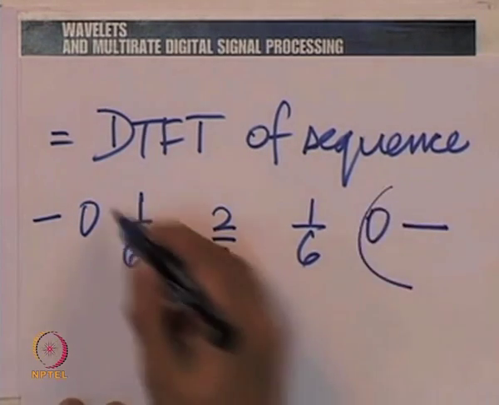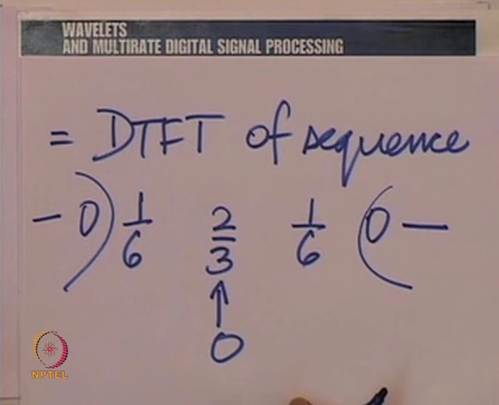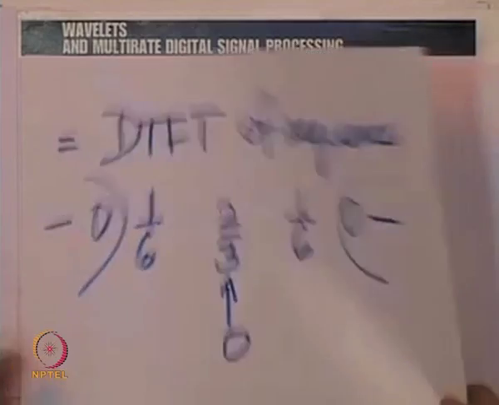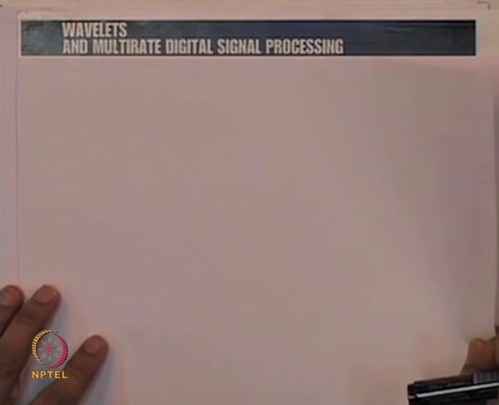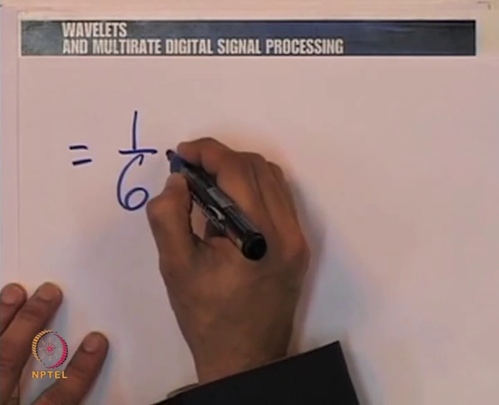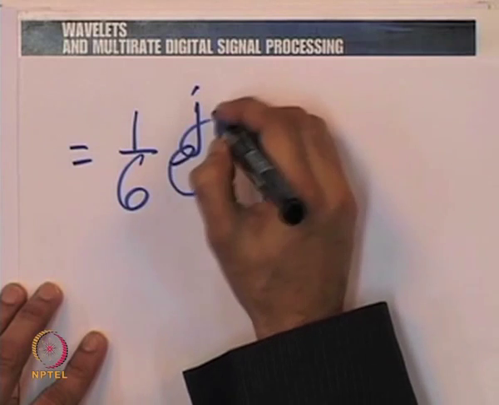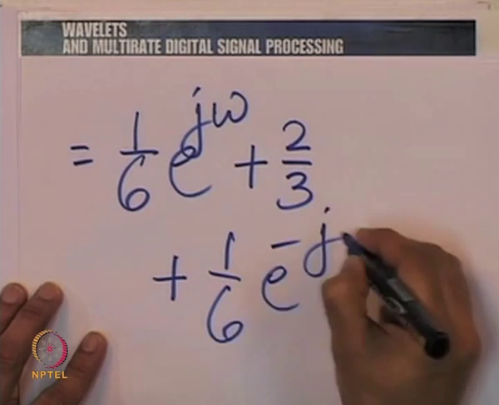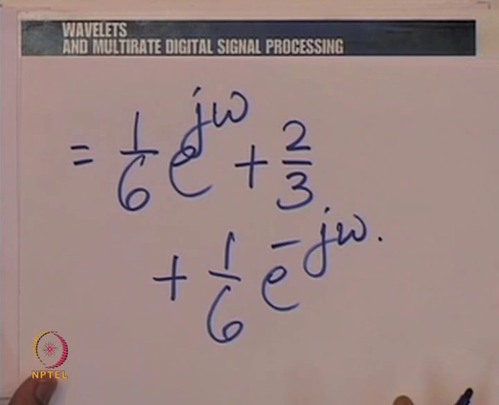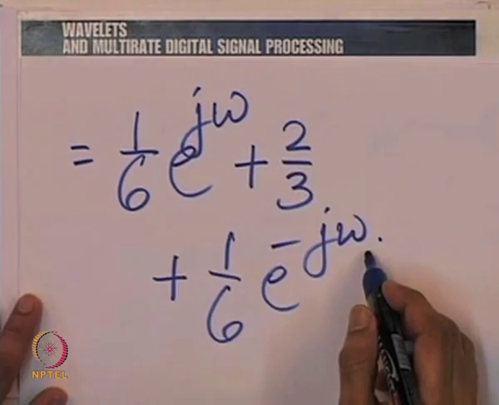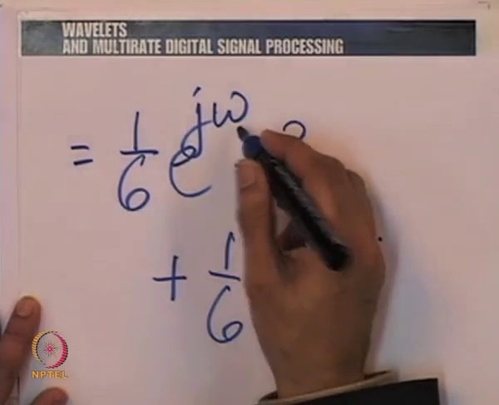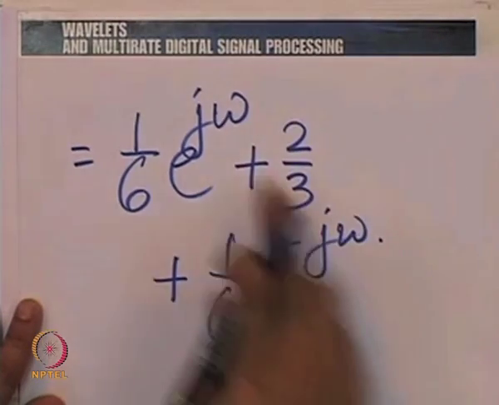I do not in fact need to even write this. That is understood when we use a notation like this. And this is a very easy discrete time Fourier transform to evaluate. This is 1 by 6 e raised to the power j omega plus 2 by 3 plus 1 by 6 e raised to the power minus j omega. Now, please note I have used small omega here because we are talking about the discrete time Fourier transform. So, I should be using the normalized frequency, but we are interchanging the ideas of analog and discrete time, and therefore, we can as well replace this by capital omega.